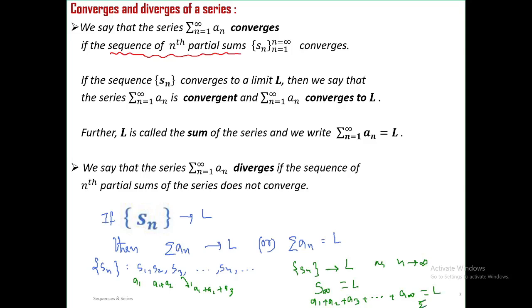That means the series an is L. That's it. So this is the hidden meaning of convergence of a series. Listen carefully, understand term by term, then we get the correct meaning of the convergence of a series. Yeah, this is about convergence of a series.